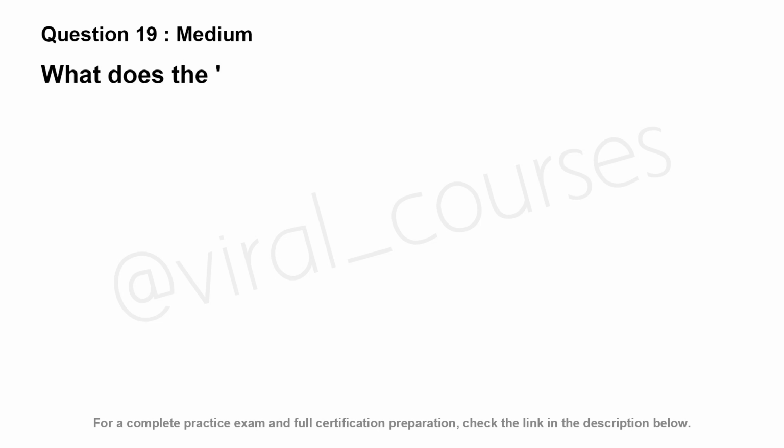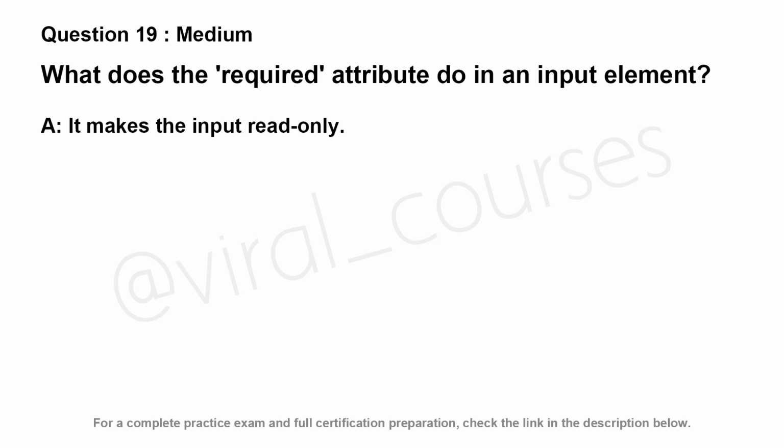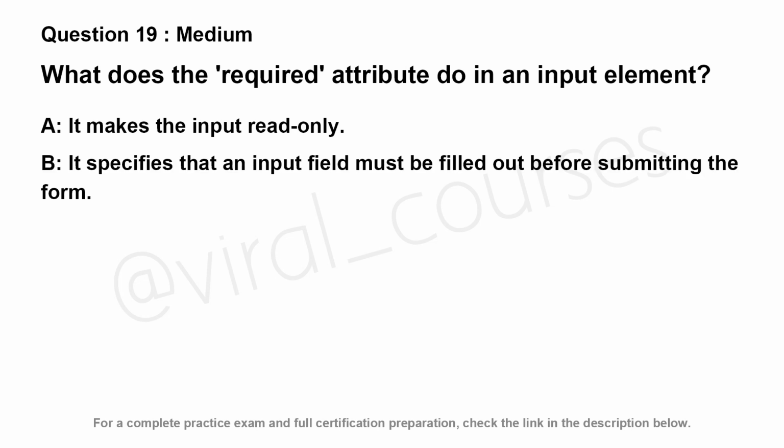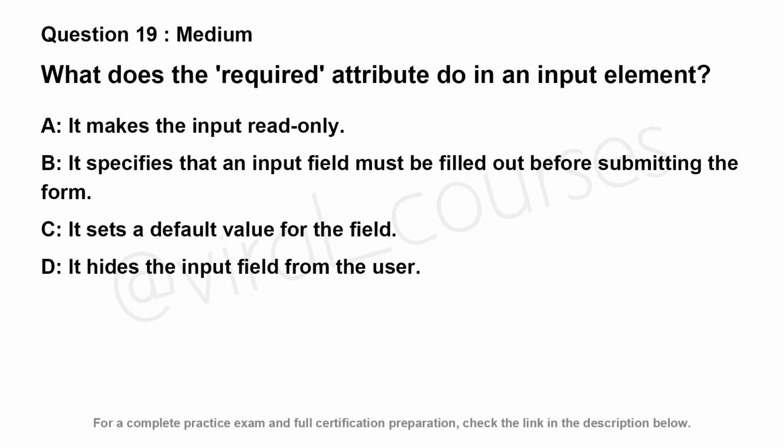What does the required attribute do in an input element? Option A. It makes the input read-only. Option B. It specifies that an input field must be filled out before submitting the form. Option C. It sets a default value for the field. Option D. It hides the input field from the user.